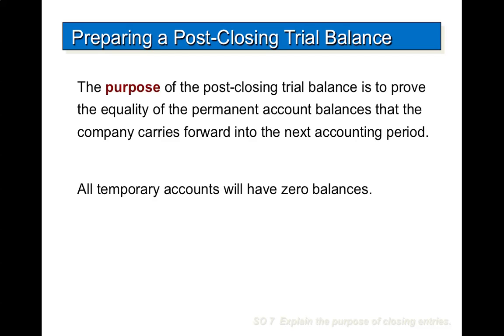After a company journalizes and posts all closing entries, it prepares another trial balance called a post-closing trial balance from the ledger. A post-closing trial balance is a list of all permanent accounts and their balances after closing entries are journalized and posted. The purpose of this trial balance is to prove the equality of the permanent account balances that the company carries forward into the next accounting period. Since all temporary accounts will have zero balances, the post-closing trial balance will contain only permanent balance sheet accounts.